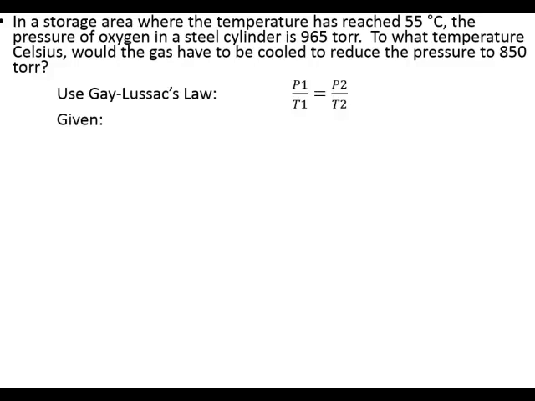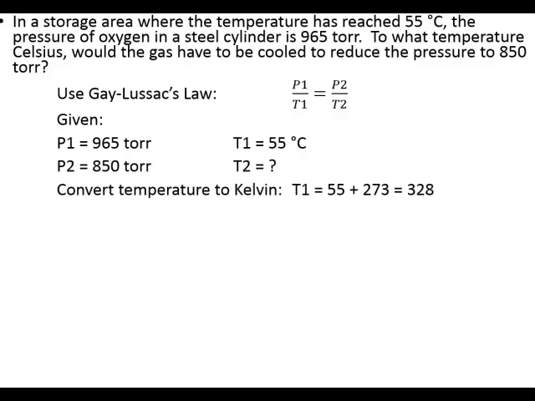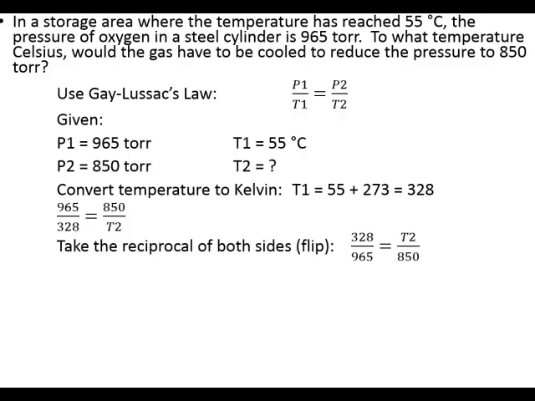So there's my rule. I have to find my givens. So I have my initial values, my final values. Now I see I have temperatures. Before I can make any substitutions into that gas law, I have to convert it to degrees Kelvin. So I add my 273 to my 55. Now I can substitute. Again, I see that the variable I'm solving for is in the denominator. So I'm going to take the reciprocal of both sides. Now to get T2 all by itself, I have to multiply both sides by 850.